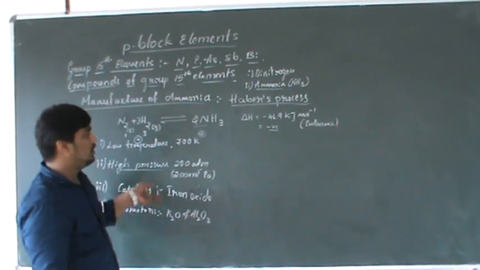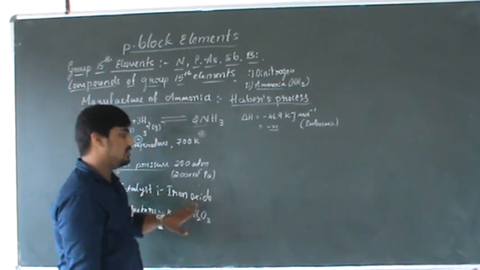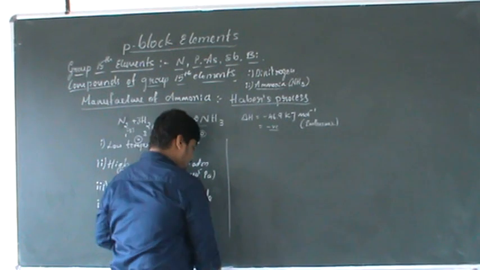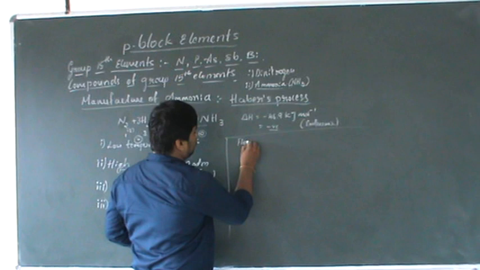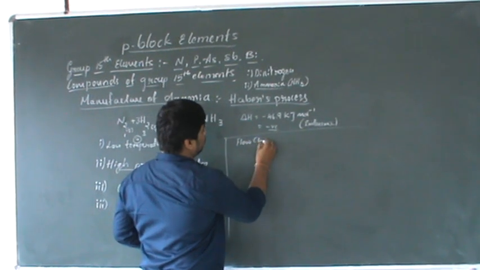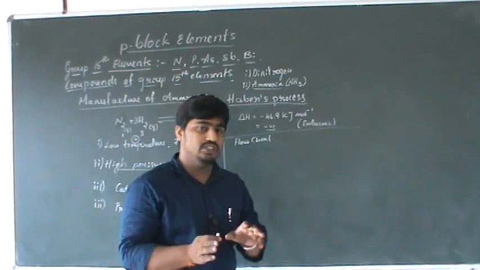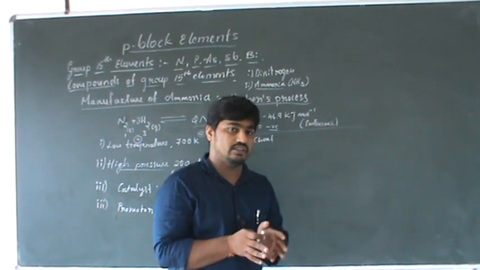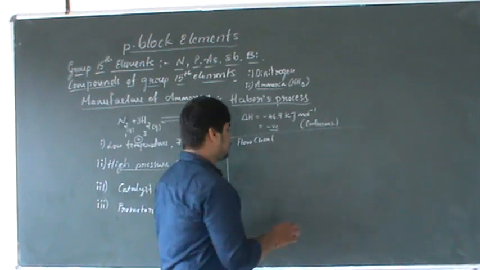Then what is the flow chart? These are very important conditions for your exam, and the next one is also important: the flow chart of the production of ammonia. Flow chart means how these reactants react and give the product. It is explained using one small chart.